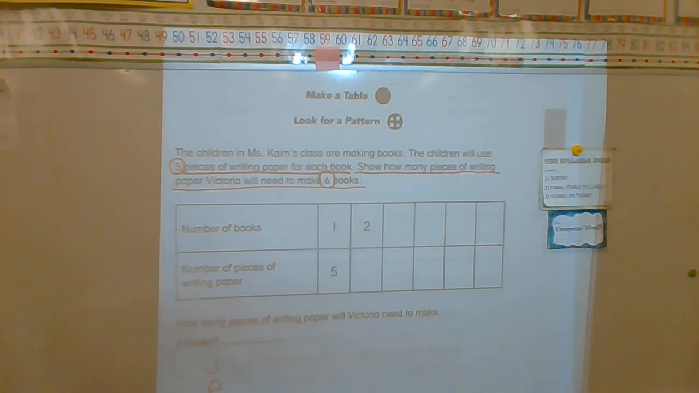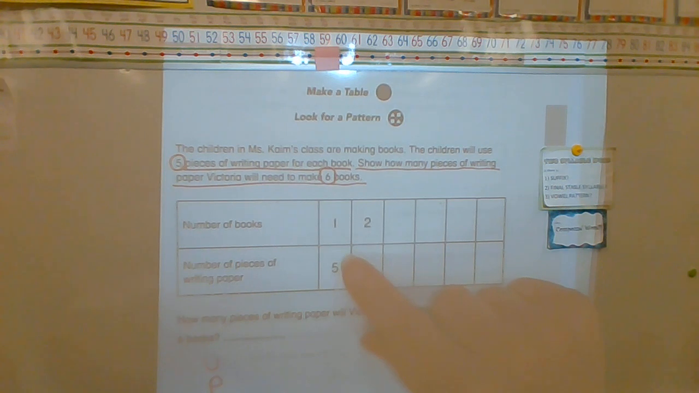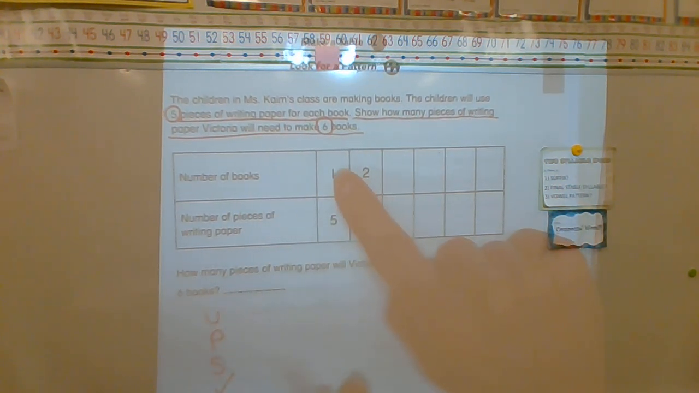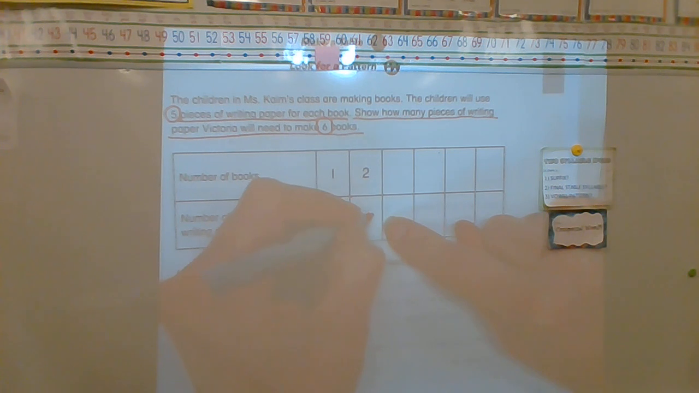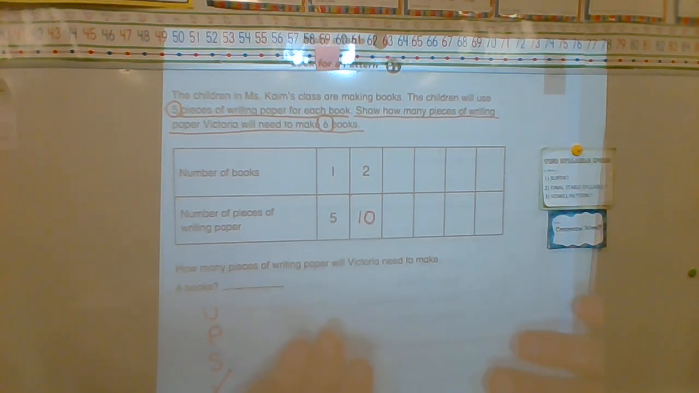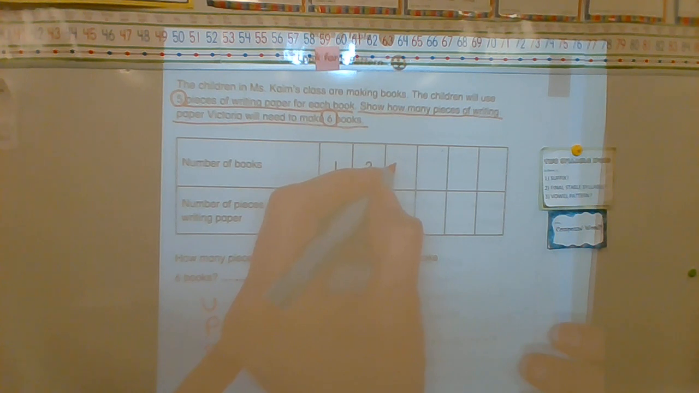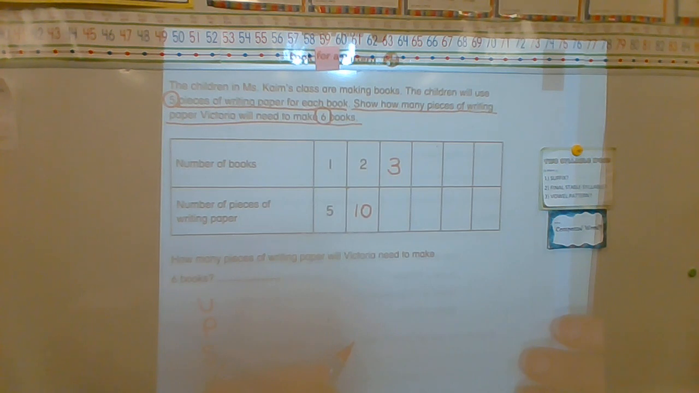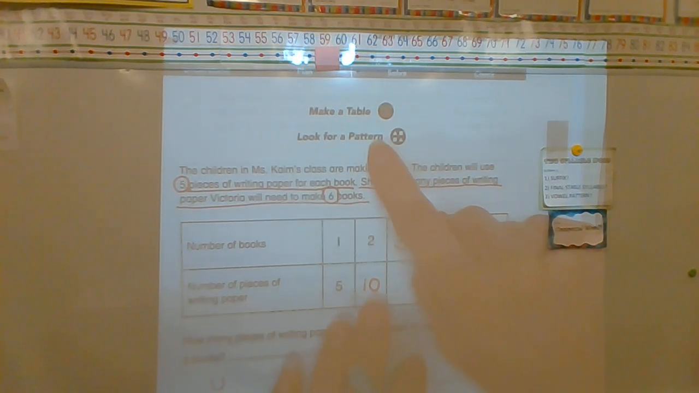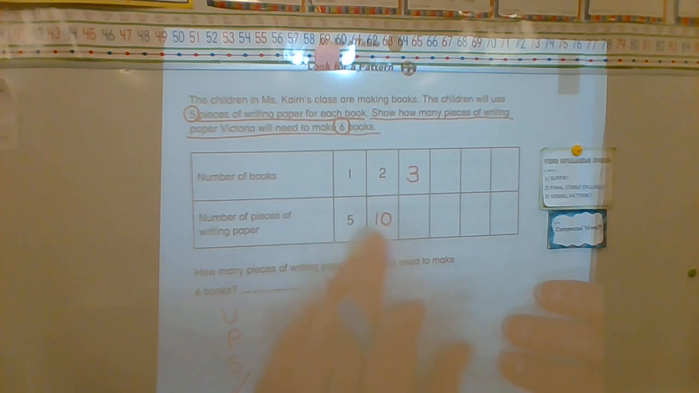So they've started our table here. Let's take a look. In the first book, it will take 5 pieces of paper. To make 2 books, it will take, what's 5 plus 5? It will take 10 pieces of paper. For book number 3, fill it in. You might already see a pattern because one of our strategies is to look for a pattern. 1, 2, 3. You see what's happening on the top.